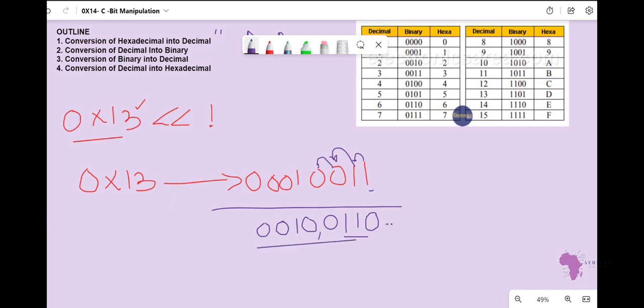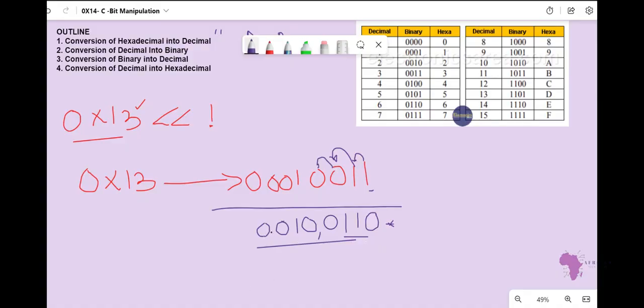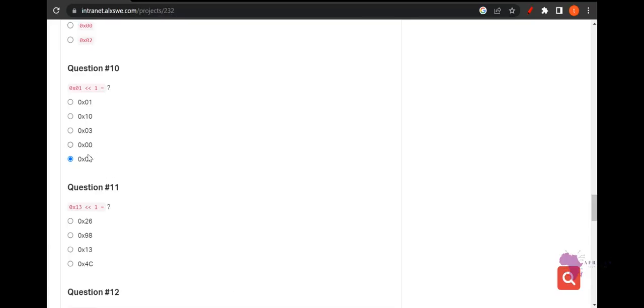Now this one is in binary, but our answers are in hexadecimal, so we have to convert to hexadecimal. When you convert this one to hexadecimal, which I will ask you to do by yourself, because I've shown you how to do it, it will give us something equivalent to 0x26. So let's get to our answers and see. We'll have our answer to be this one.